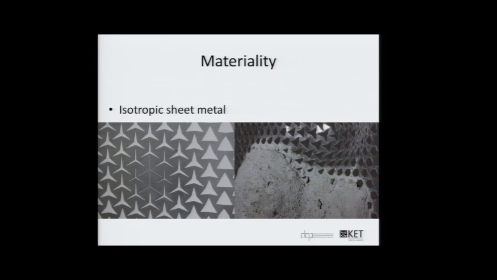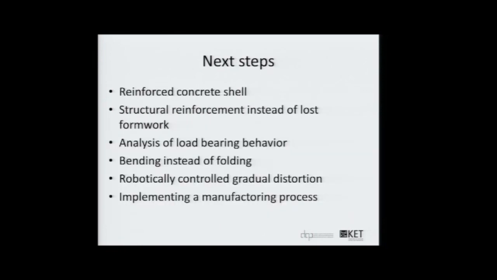The auxetic structure is produced by means of laser cutting. The subsequent three-dimensional shaping of the auxetic structure can be done through robotically controlled gradual distortion. No need for complicated 3-dimensional weaving like in the examples of Nervi, Mütter, and Grammazicola. This will be our next steps.